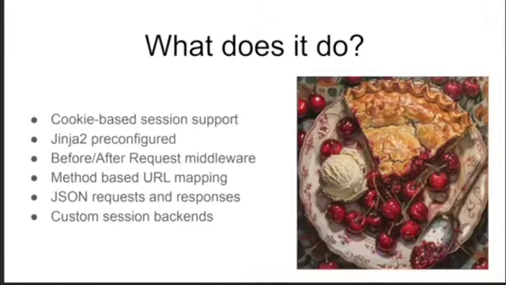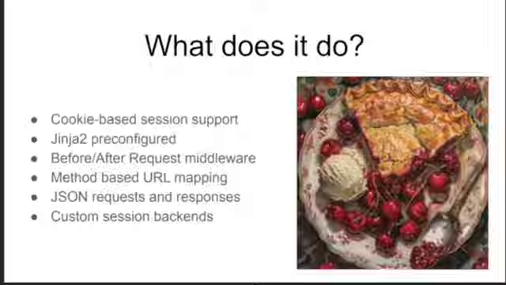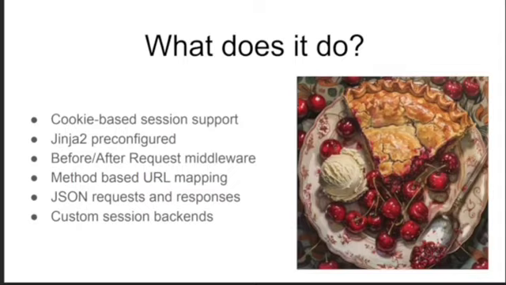So what does MicroPie come with? First, it's got cookie-based sessions. Jinja 2 pre-configured, if installed. You can modify the request data before and after the request using middleware. As we mentioned earlier, it's method-based URL mapping, so there's no decorators or routers like there are in FastAPI or Starlette or Flask or things like that. It's similar to how CherryPie works, and even more similar to how circuits.web works.